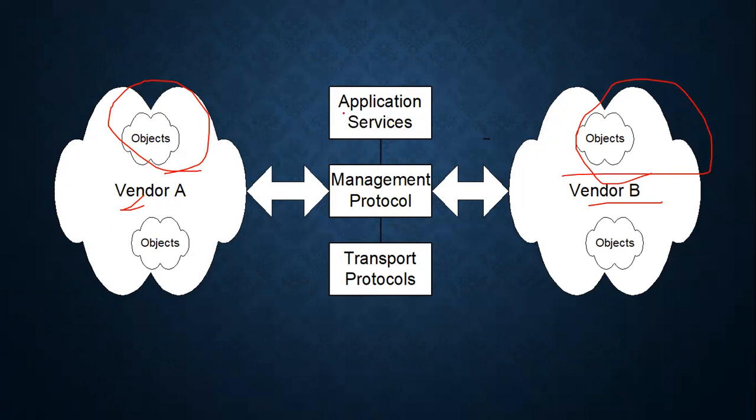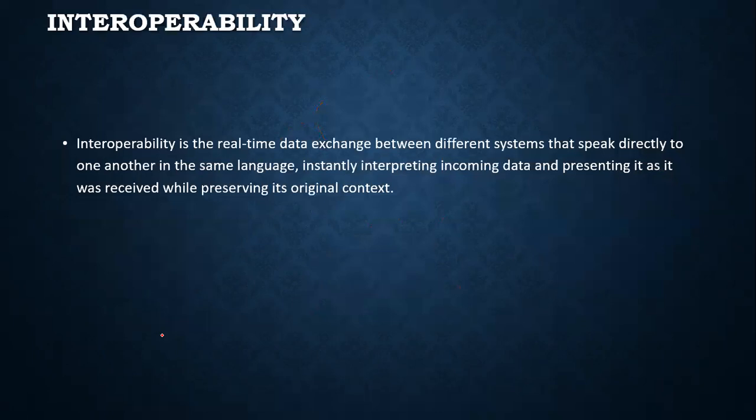In the middle we have the application service and management protocol, and the transport protocol. A number of applications will be present in vendor A. These application services will be managed and sent to vendor B. The sending process is called the transport protocol. This is about interoperability. Basically, we have vendor A and vendor B, and the services that are transferred between them. This is called interoperability.